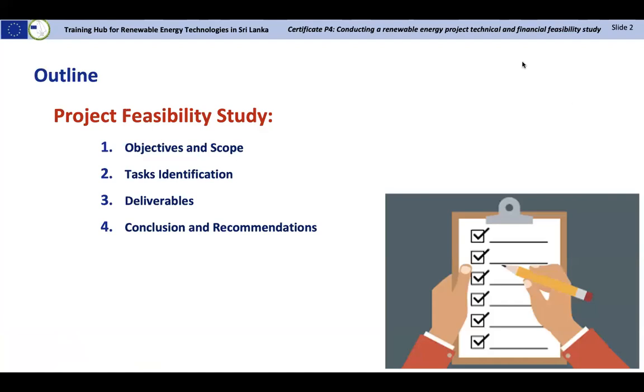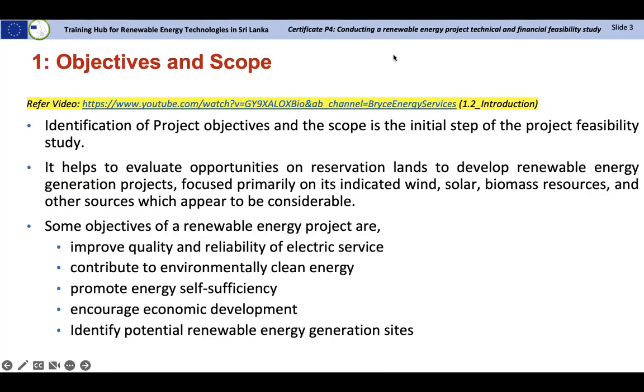So here's the presentation outline which we are going to cover about the project feasibility study: objectives and scope, task identification, deliverables, conclusion, and the recommendations. So what are the objectives and scope? In a project feasibility study, we want to focus on its objectives and scope.